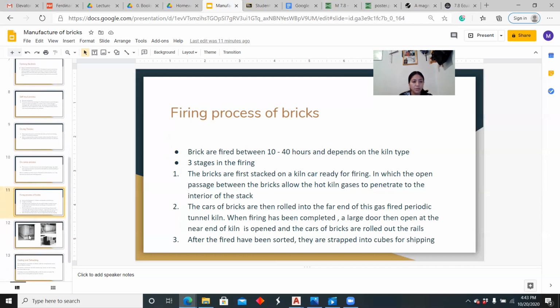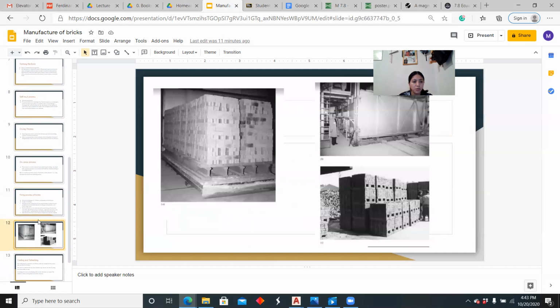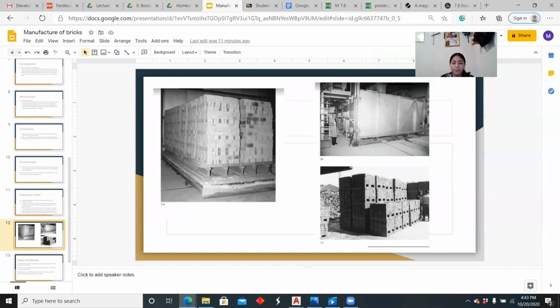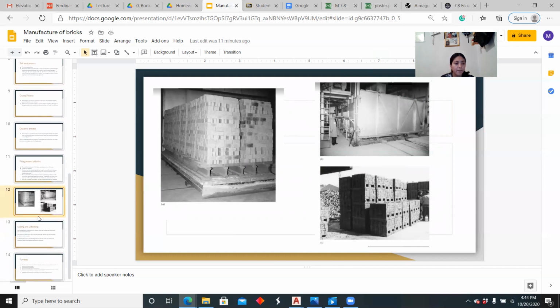So now I'll show you some pictures. The first process I talked about was the situation where the bricks are stacked onto kiln carts. Then thereafter, they are moved into this tunnel. This is the tunnel kiln where they are going to be fired. After that, we have the last step in which they are removed from the tunnel and they are stacked to be distributed to different locations.